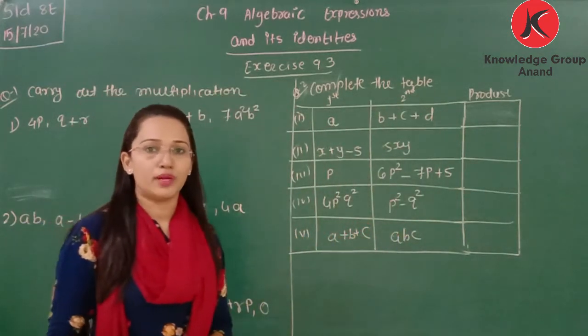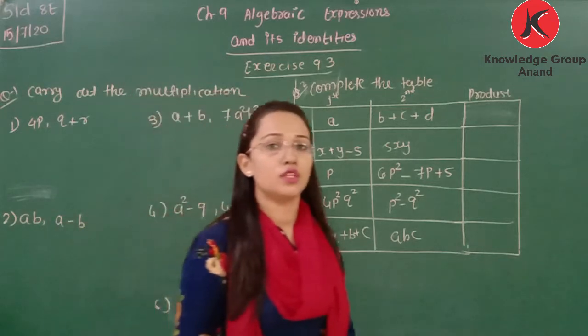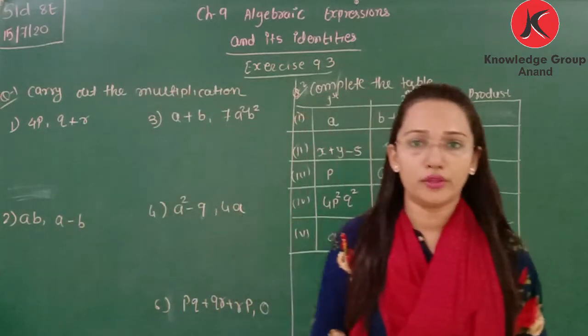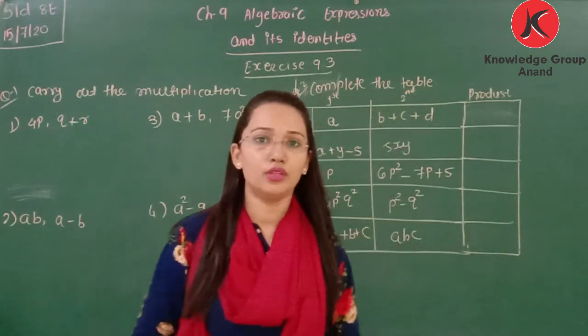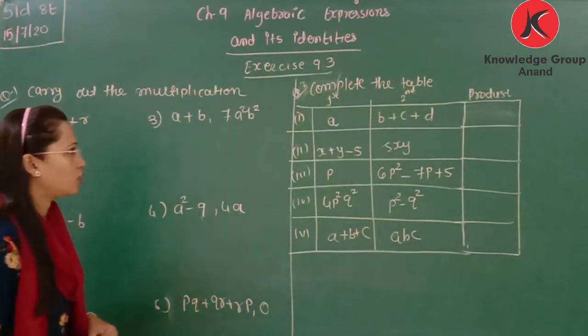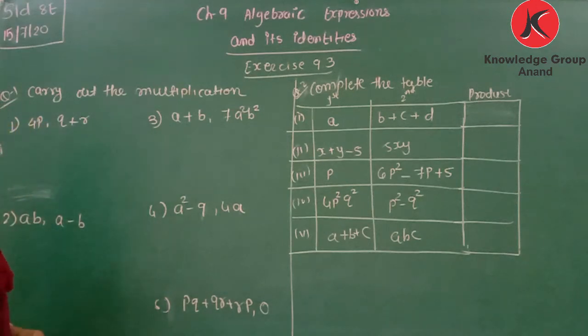Okay, that means one expression is multiplied with an expression with one or more terms. That we learned. Now today we will solve exercise 9.3 related to that. So here, question number 1: carry out the multiplication. Two expressions are given and you need to perform the multiplication. So let's start.